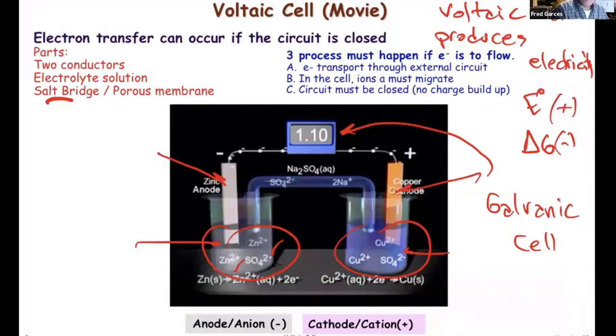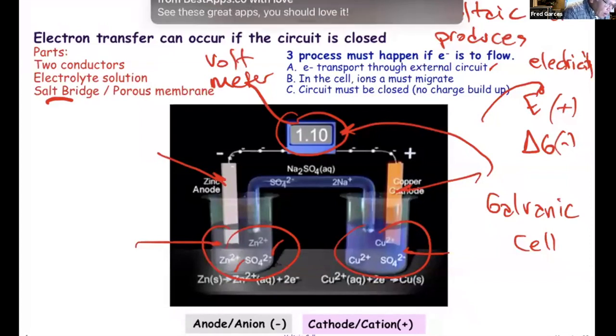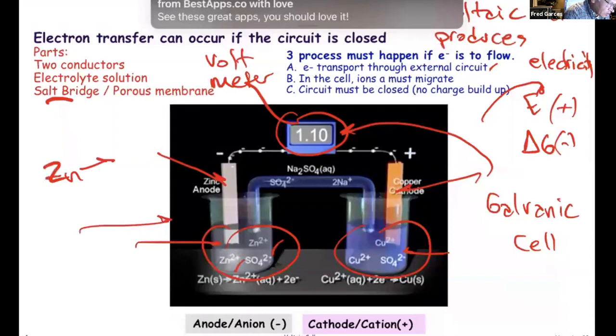So for a voltaic cell to happen, you have to have this component. This is just a voltmeter, by the way, and it measures the potential for that electron to be transferred. It basically measures E0. Under standard state conditions, that's why I have that superscript zero right there, with the electrolyte at 1 molar, the electron transfer between zinc and copper is going to be 1.10 volts. The electrons need to be transferred via an external circuit, and the salt bridge has got to allow the ions to migrate.